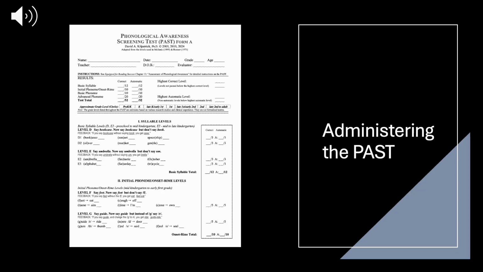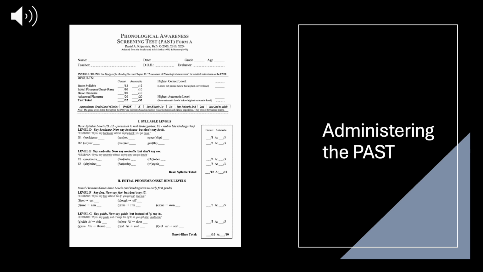For Part 2 of your key assessment, you are going to give your case study student an assessment called the Phonological Awareness Screening Test, or PAST for short. The version you are using is called Form A, and there are other versions of the assessment, like Form B, Form C, and so on, that you would give students throughout the school year.